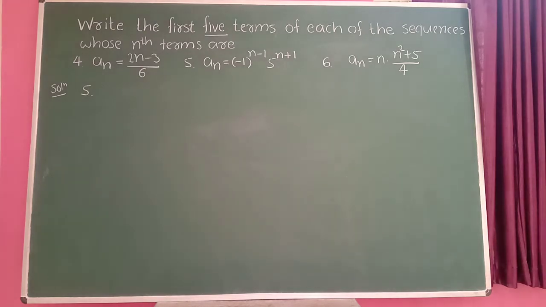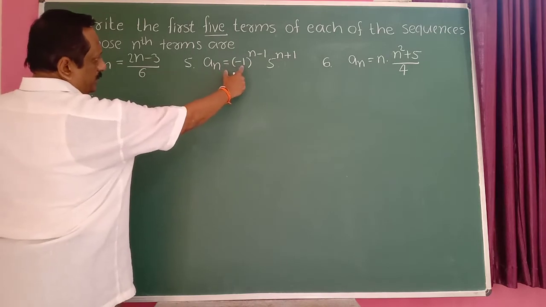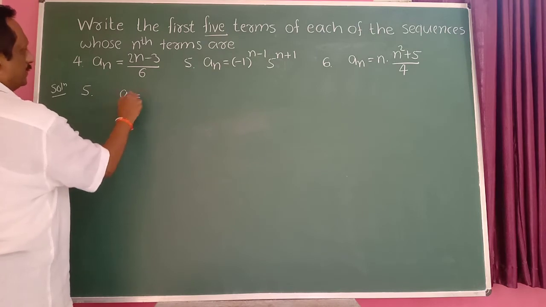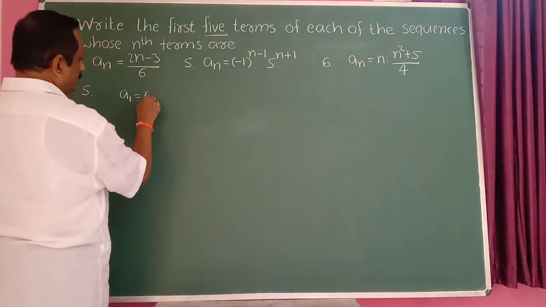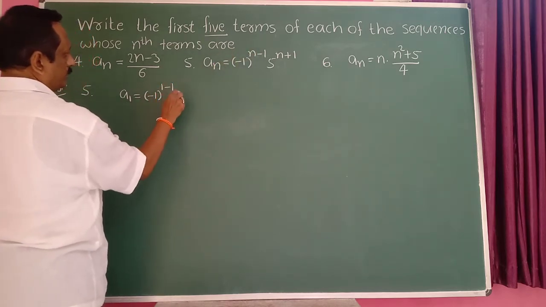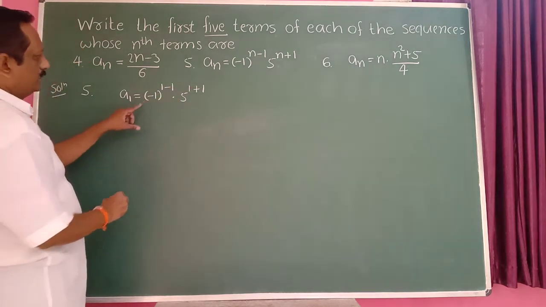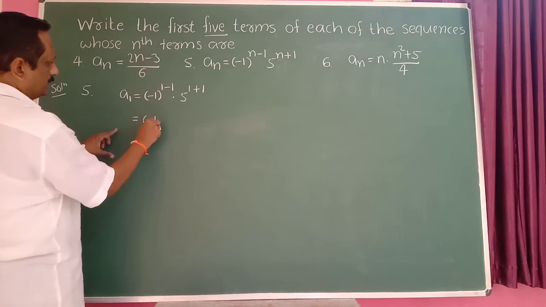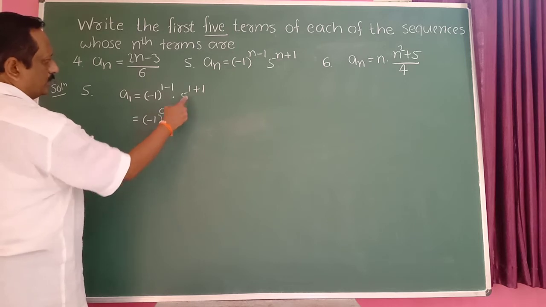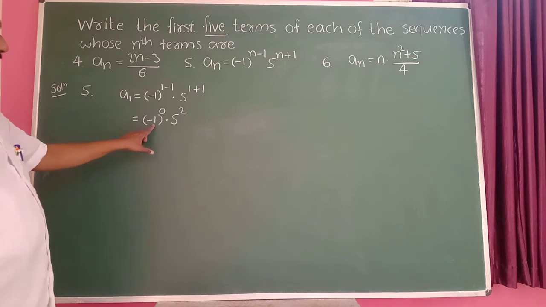So fifth example here, a_n is equal to (minus 1) raised to (n minus 1) into 5 raised to (n plus 1). Hence a1 is equal to (minus 1) raised to (1 minus 1) into 5 raised to (1 plus 1). So this is equal to (minus 1) raised to (1 minus 1), which is 0 here. Then 5 raised to (1 plus 1) becomes 2 here.